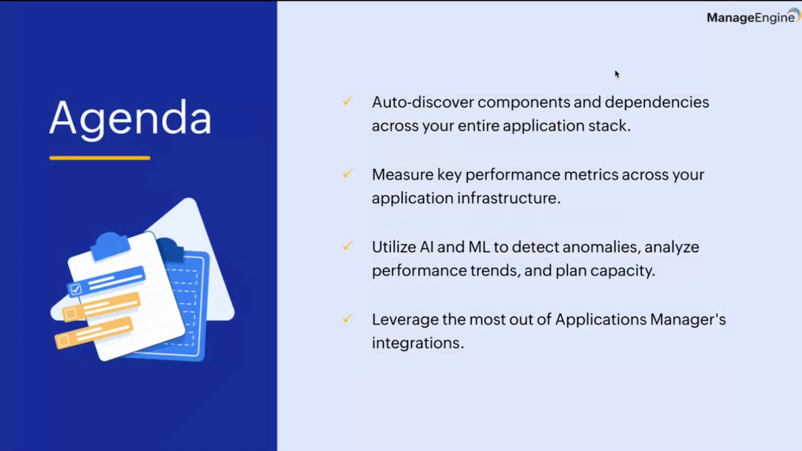Now let's go to the agenda for today's session. In today's session, we'll learn how you can auto-discover components and dependencies across the entire application stack. We'll also learn how you can measure key performance metrics across your application infrastructure. We'll also learn how you can effectively utilize AI and ML to detect anomalies, analyze performance trends, and plan capacity. Lastly, we'll also see how you can get the most out of Applications Manager's inbuilt and out-of-the-box integrations.